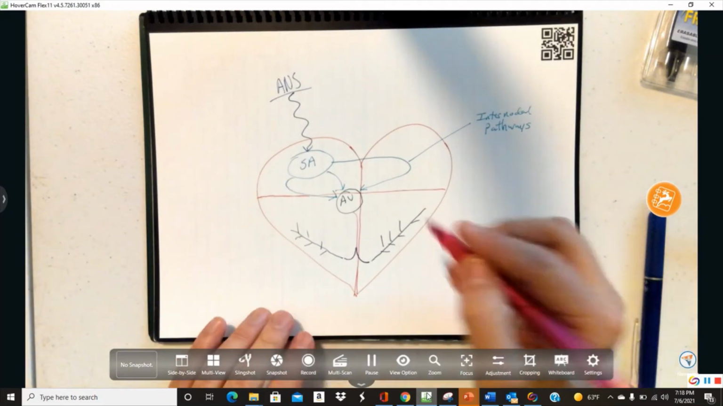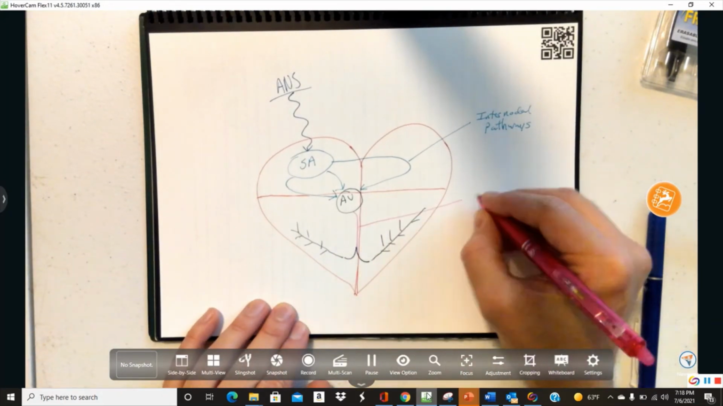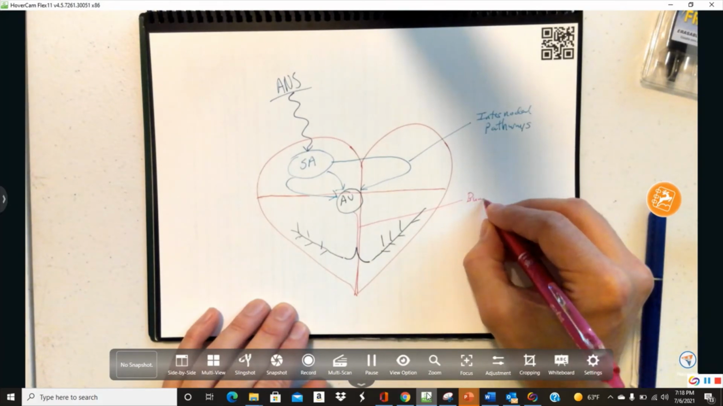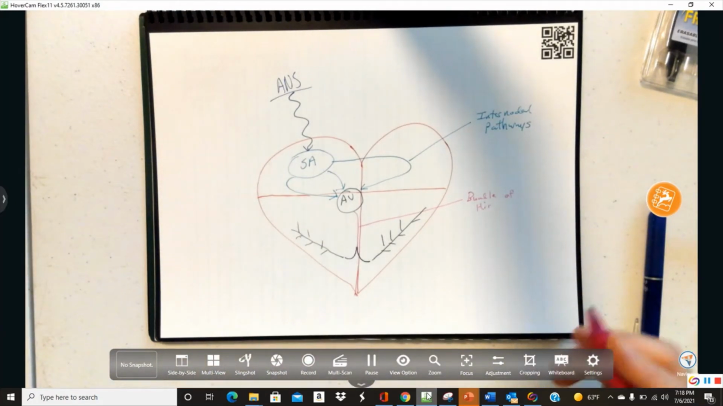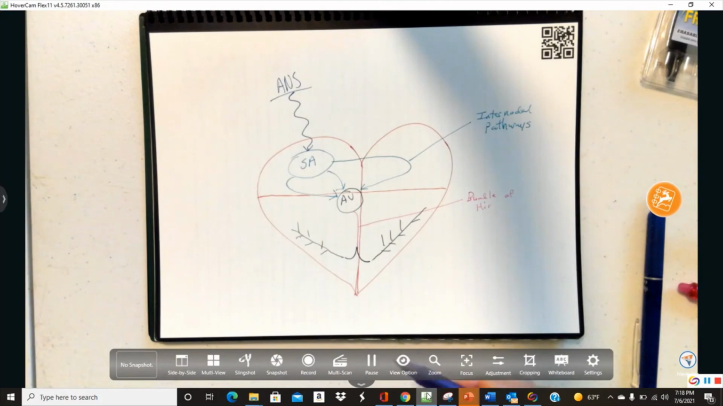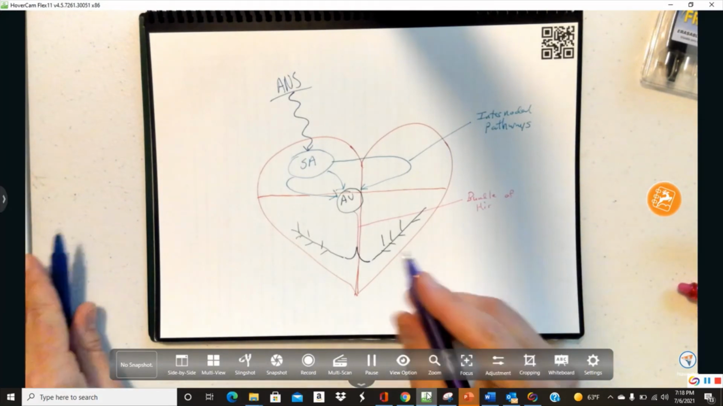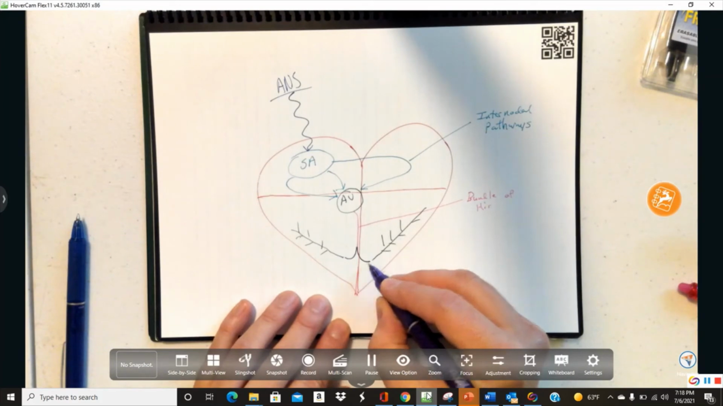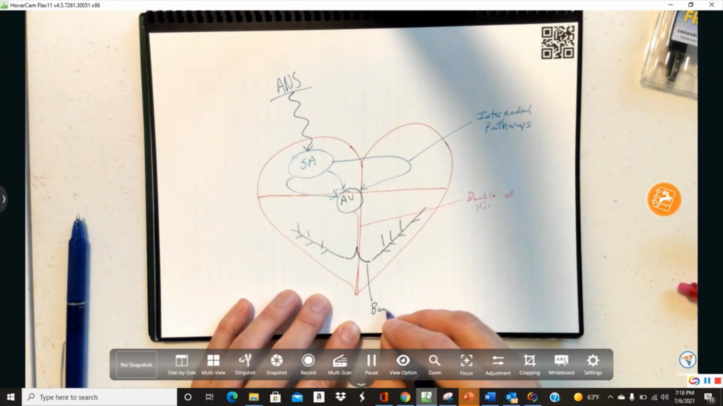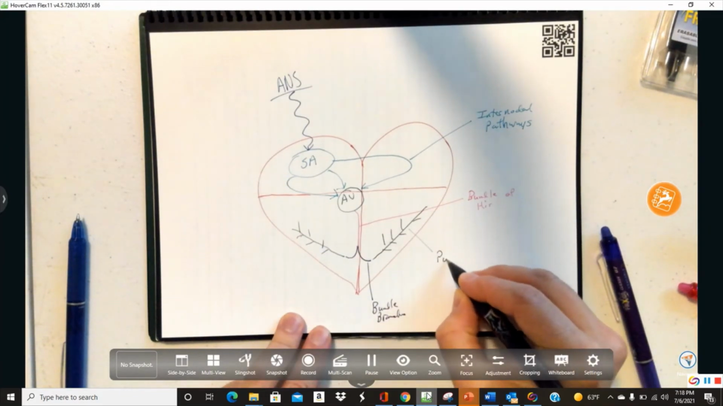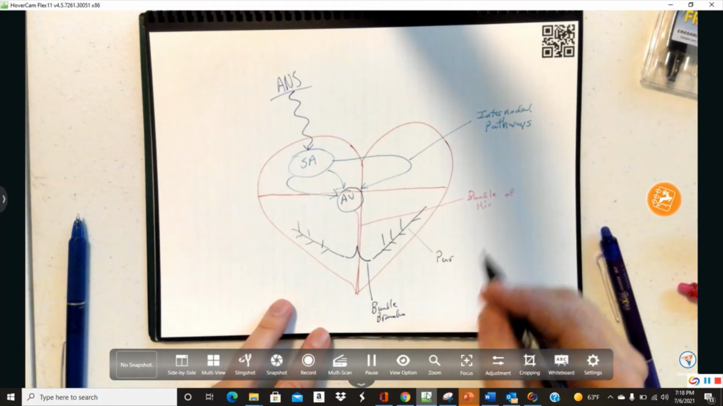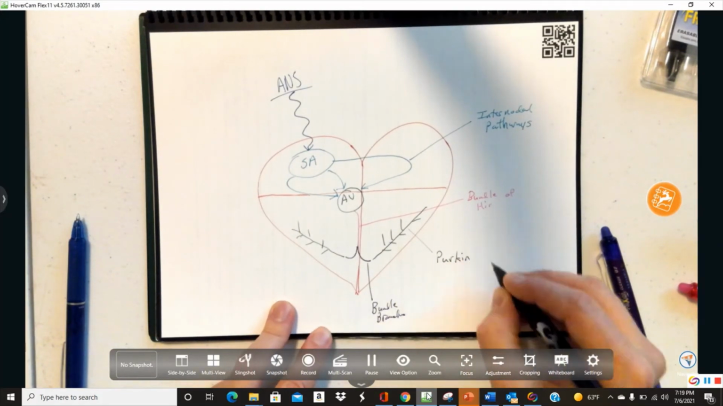Then after the AV node, we have this little guy here called the bundle of His, or the AV bundle. The bundle of His gives rise to these guys here called the left and right bundle branches. So there's two of them. For example, you could have a right bundle branch block or a left bundle branch block. And then the black things here are called the Purkinje fibers.